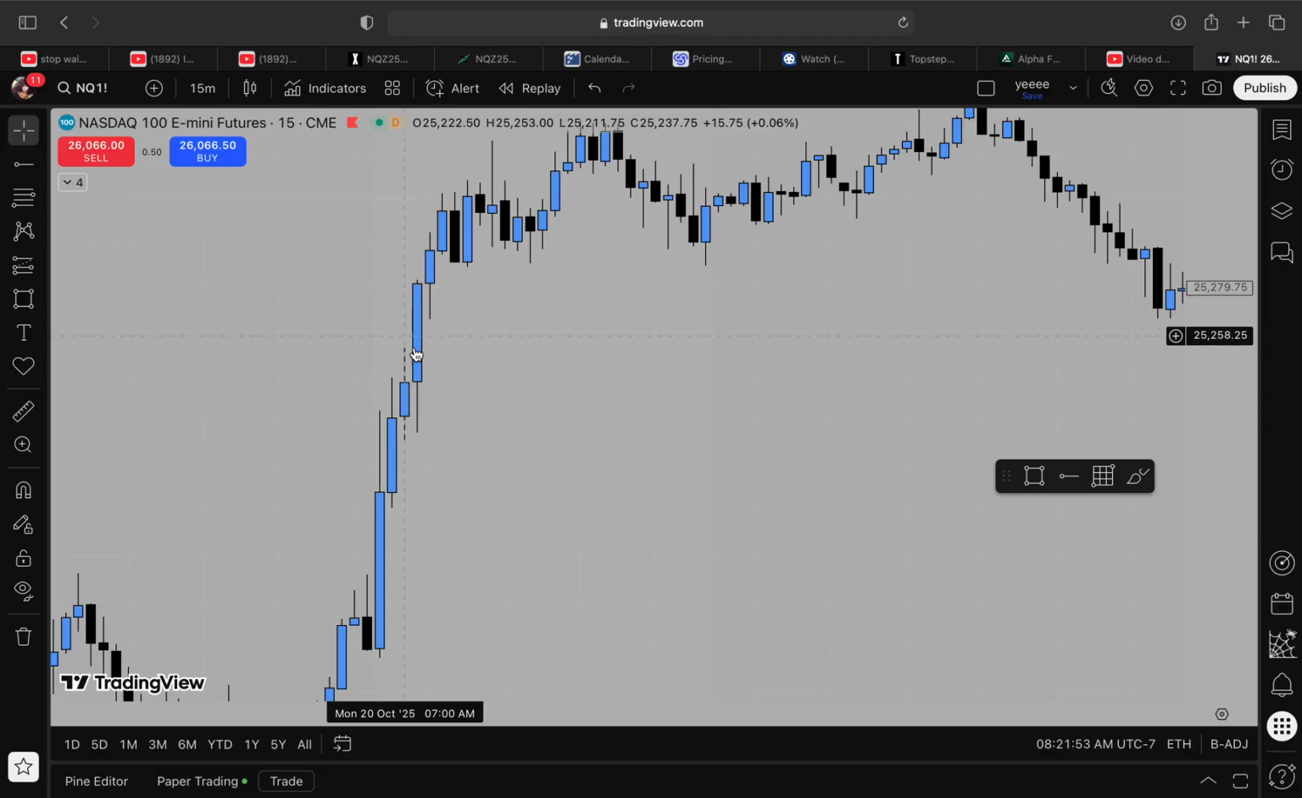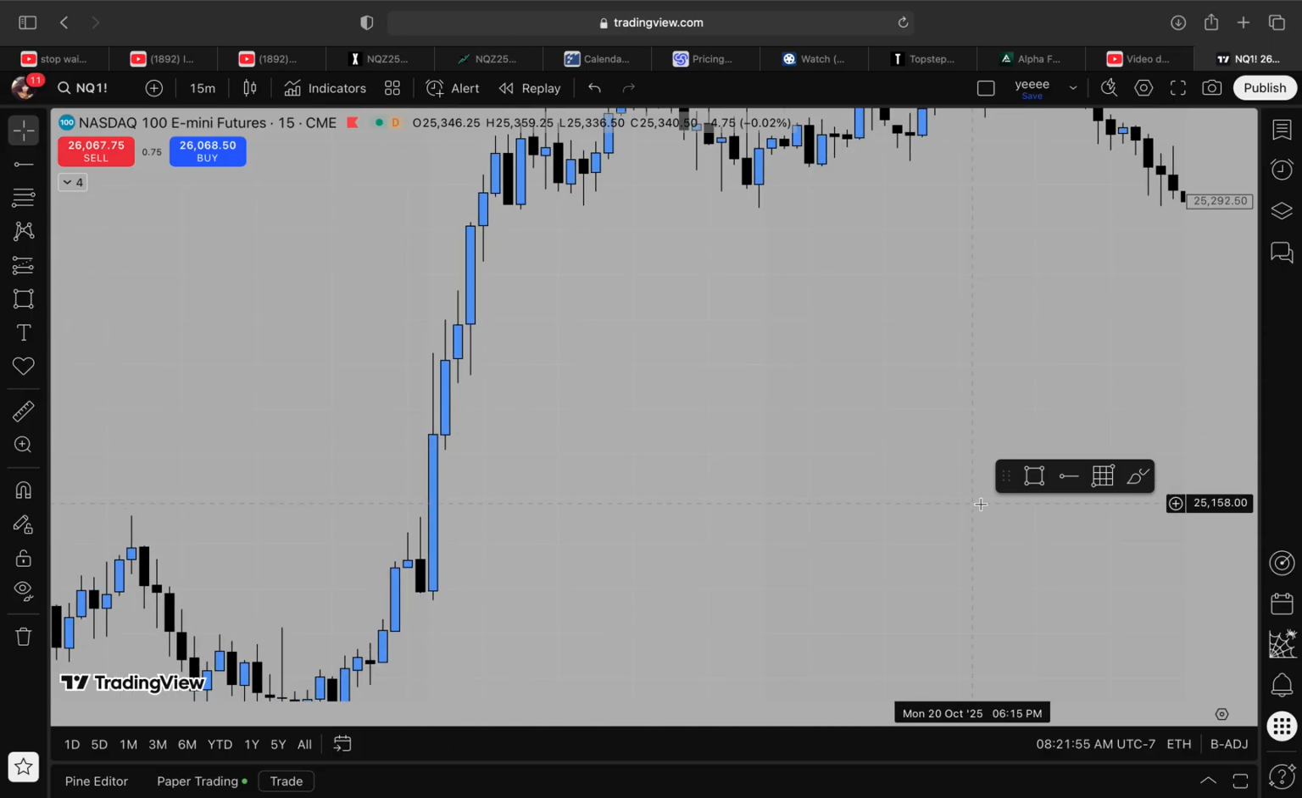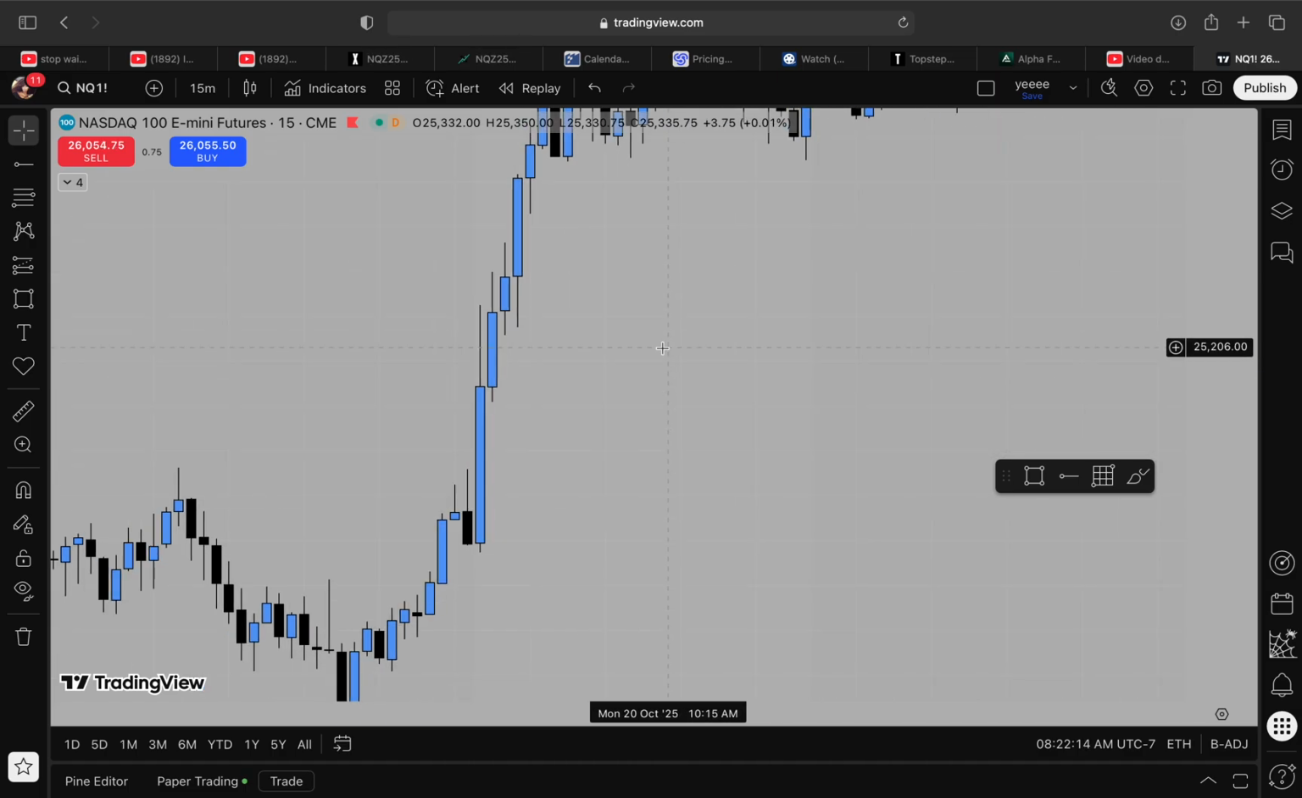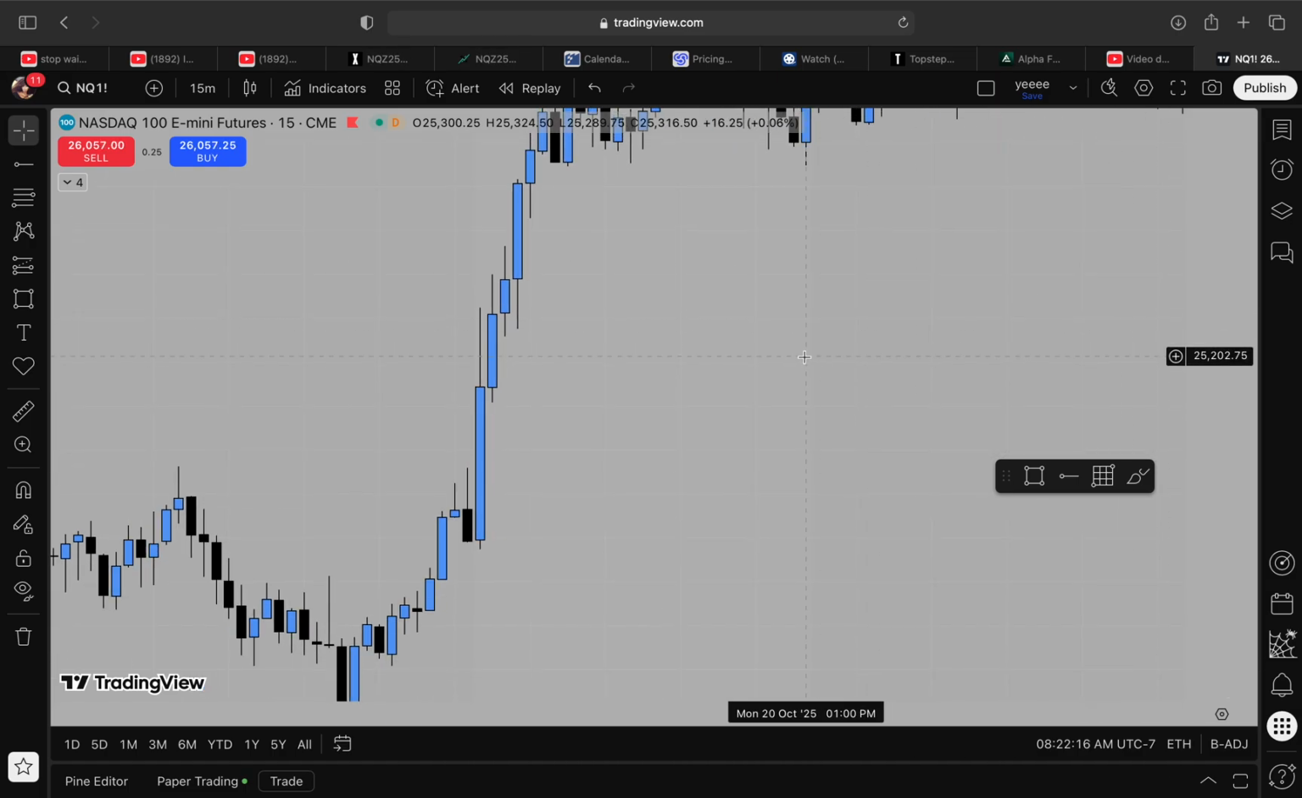You have to look at the wicks for the fair value gap. This is a fair value gap right here, because this wick and this wick do not overlap. Right here, again, this wick overlaps with this wick, so there's no gap right here. So yeah, and I'll show you another example.